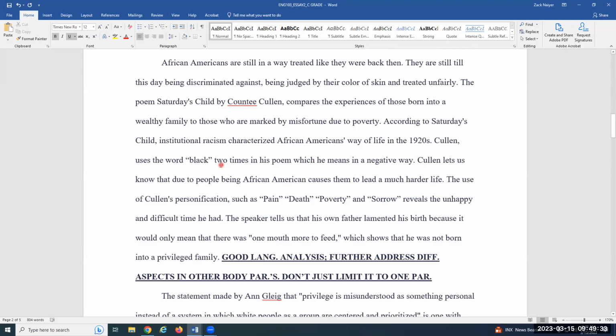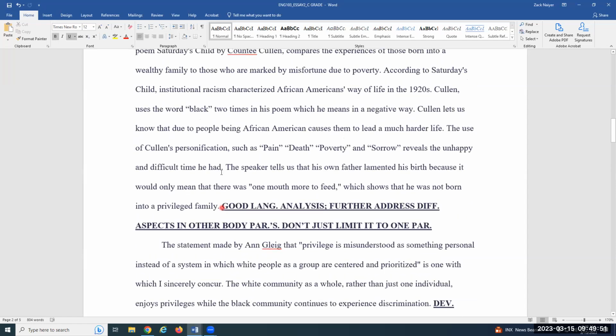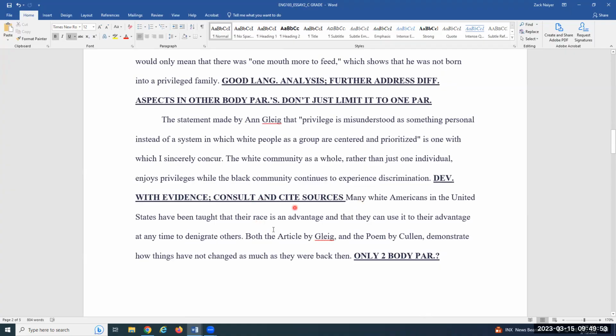Also, like here, you notice how the A+ guy was citing the lines. So yeah, you should have the parenthetical where you put in parentheses, like lines, blah blah blah, or line, and then put the line number. Okay.